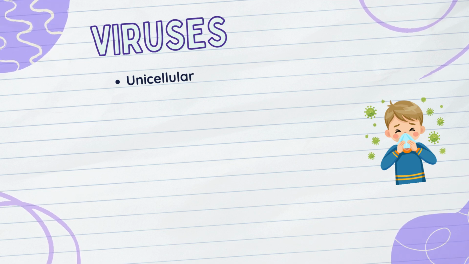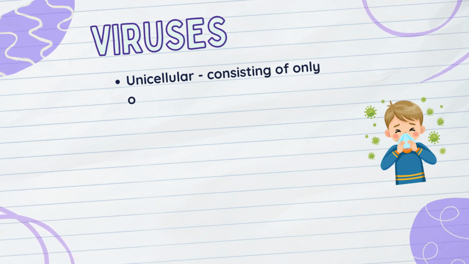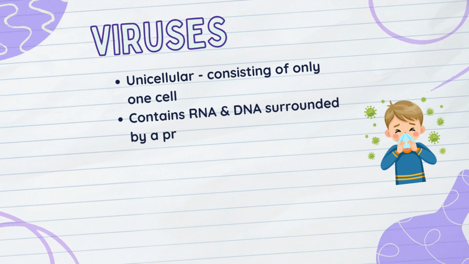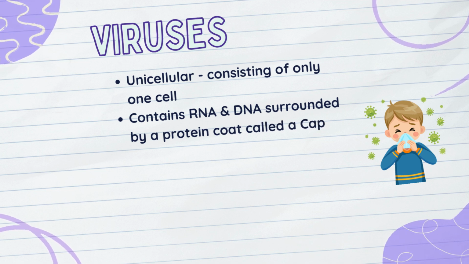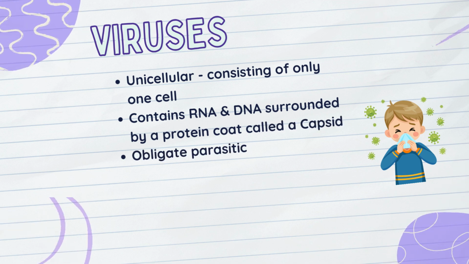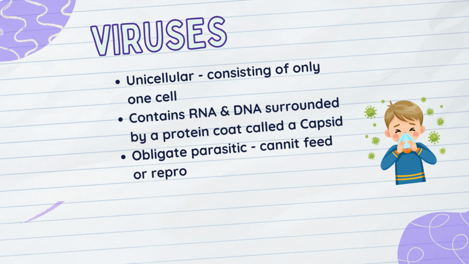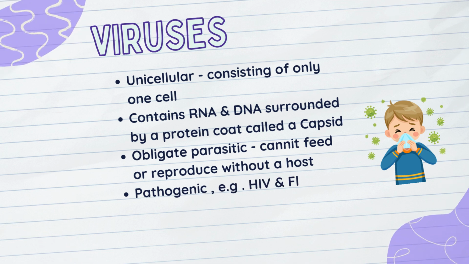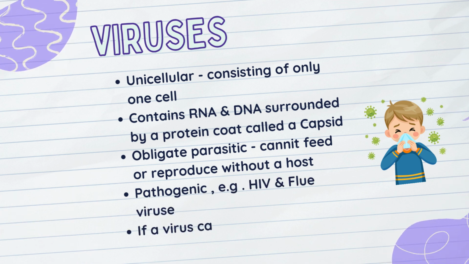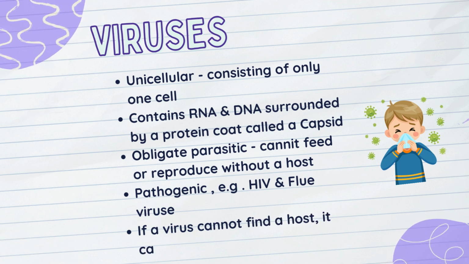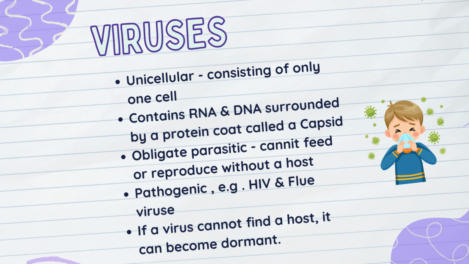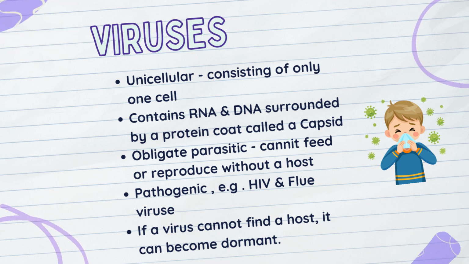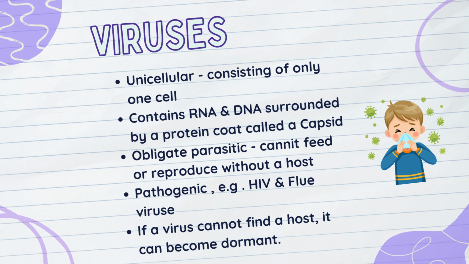Let's look at the first group of microorganisms, and these are viruses. Unfortunately for viruses, they are under no kingdom. So let's look at the characteristics of viruses. Viruses are unicellular, meaning they only consist of one cell. There are no other organelles inside of them. There's no mitochondria. There's no nucleus. There's only a nucleoid, which is just a space that contains either RNA or DNA, which is surrounded by a protein coat called a capsid.